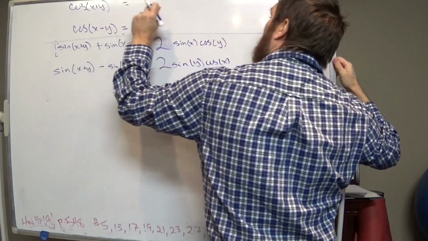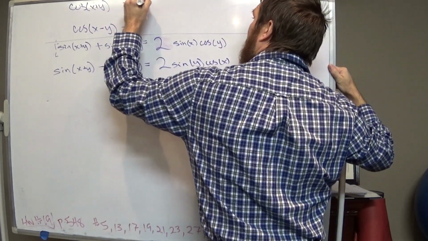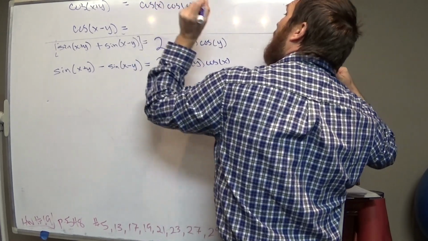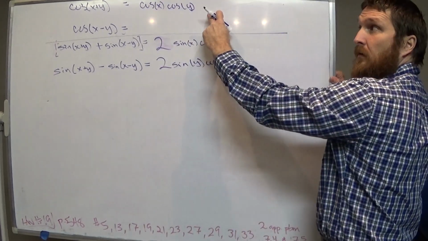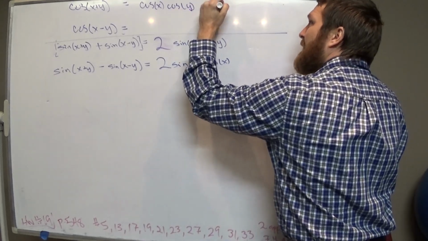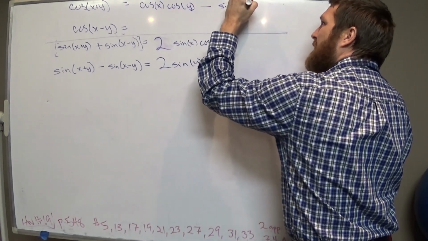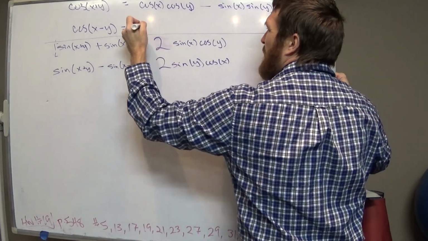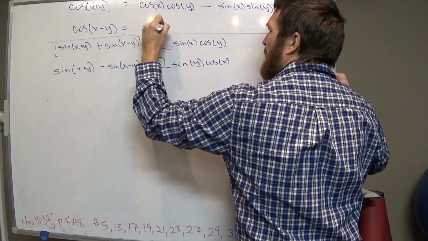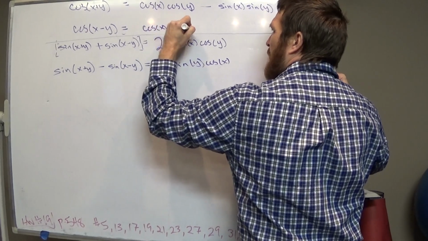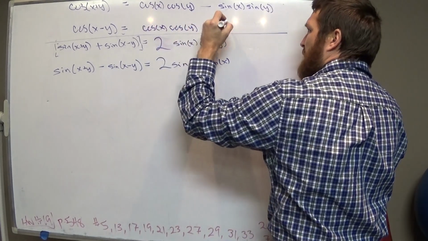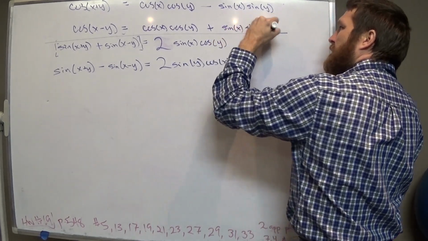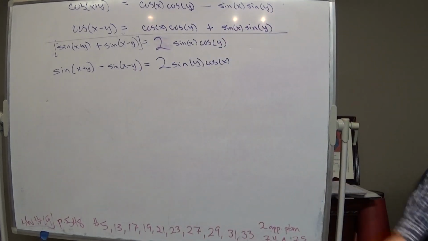And what's cosine of x plus y? Cosine x cosine y minus sine x sine y. Now then, this one is going to be cosine x cosine y plus, because it's opposite, sine x sine y. Cool.